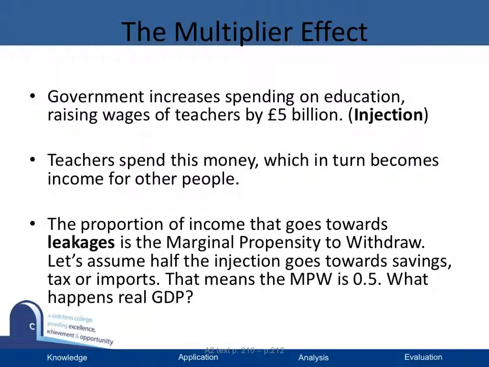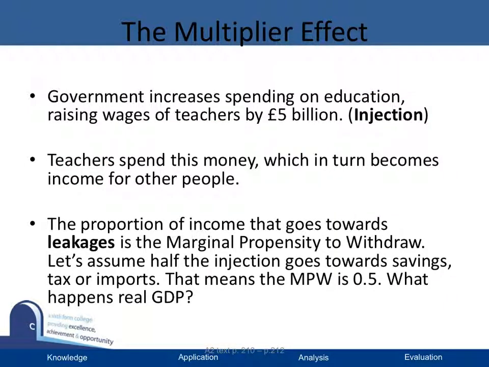Say imports from China, for example, are going to be classed as a leakage or a withdrawal. So here's a nice hopeful example. Very unlikely to happen in the current climate, of course, but government increases spending on education, and in this really idealised world, the wages of teachers goes up by £5 billion. So we'd regard that as an injection into the circular flow. Now clearly, teachers are going to go out and spend that money, and that then becomes income for other people, and that was our AS level treatment of the multiplier effect.